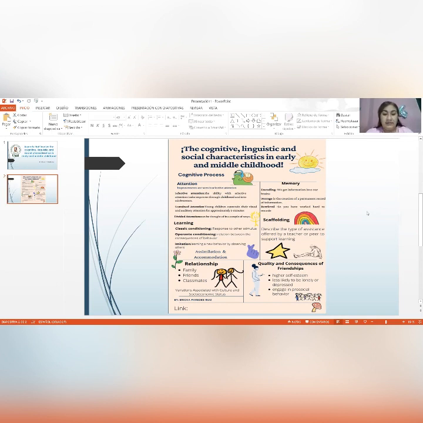The next element is learning. For example, in class, conditioning is a response to another stimulus, and the other is operant conditioning, which is the relationship with the other element. For example, with a child, use two elements: occasion and consequence, for example.